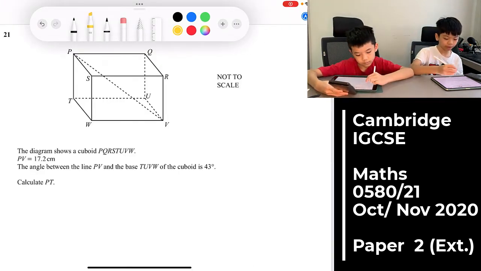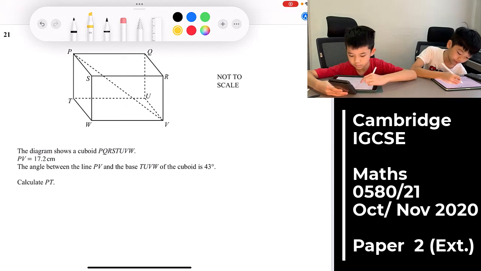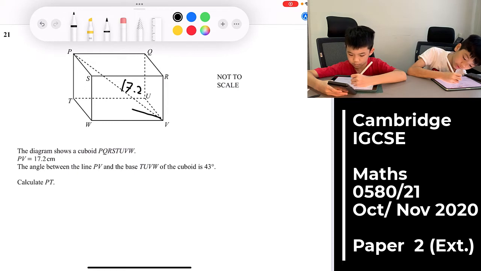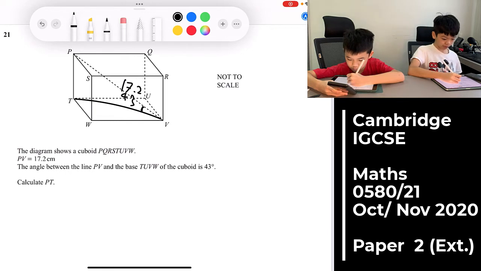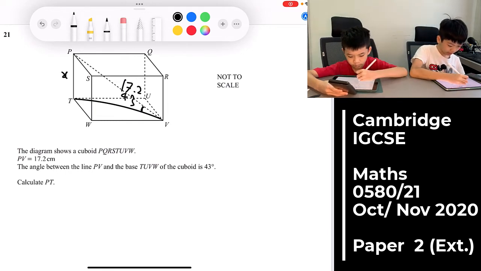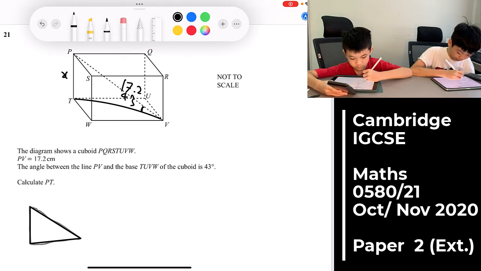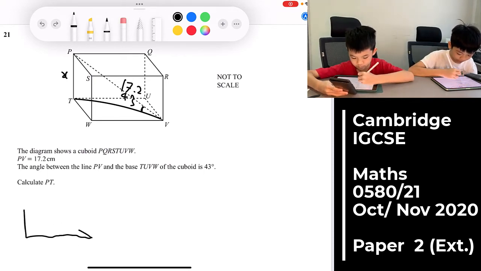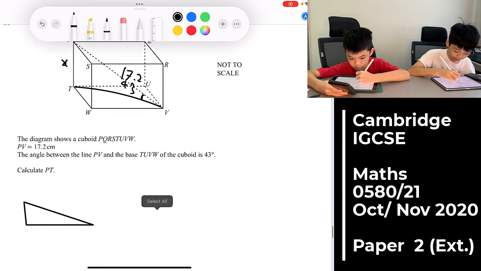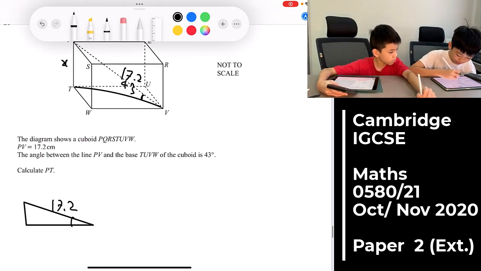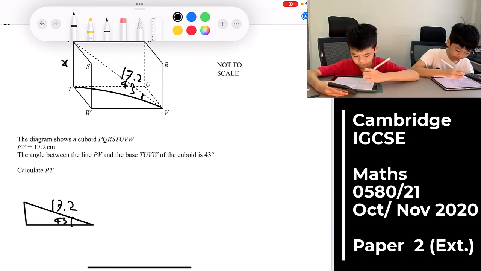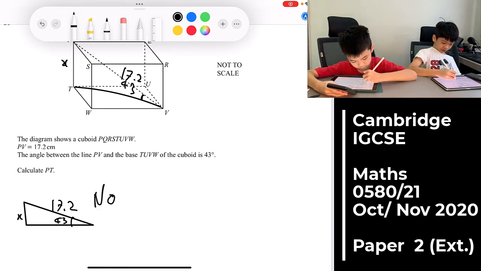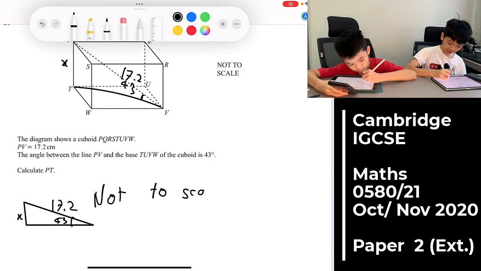Question 21, calculate PT. So this is 17.2. This angle here is 43 degrees, and then X. My triangle drawing is better than what they gave me, because they gave me no triangle. They gave me a cuboid with a line. 17.2, 43 degrees, not perfect. X not to scale.